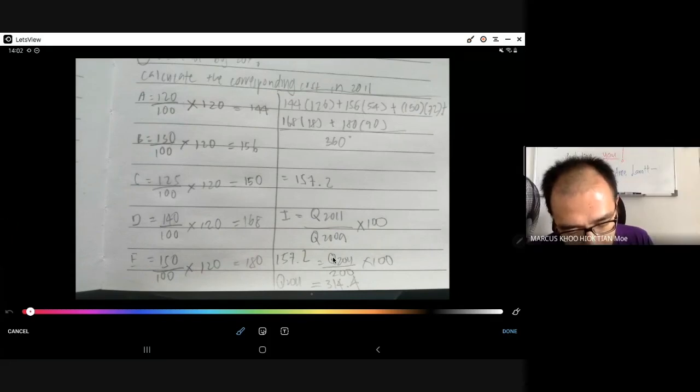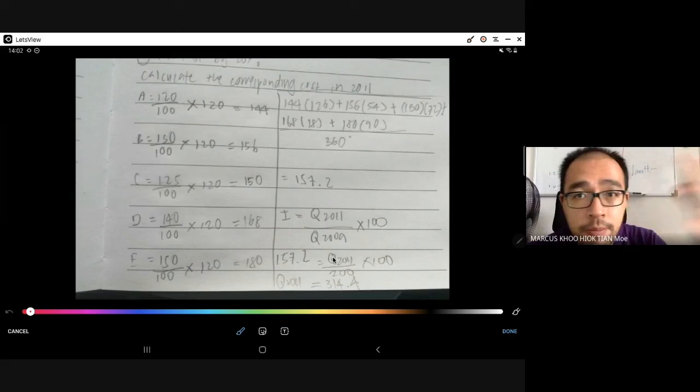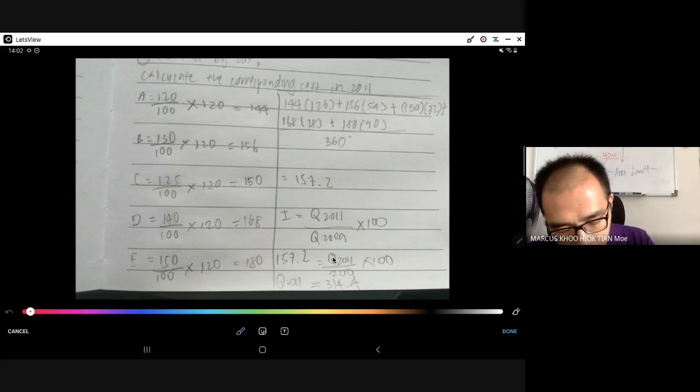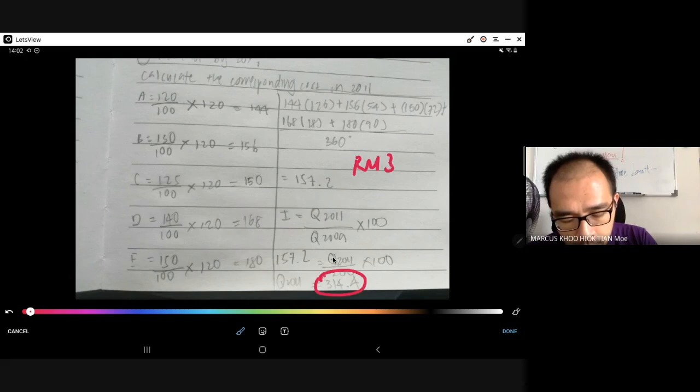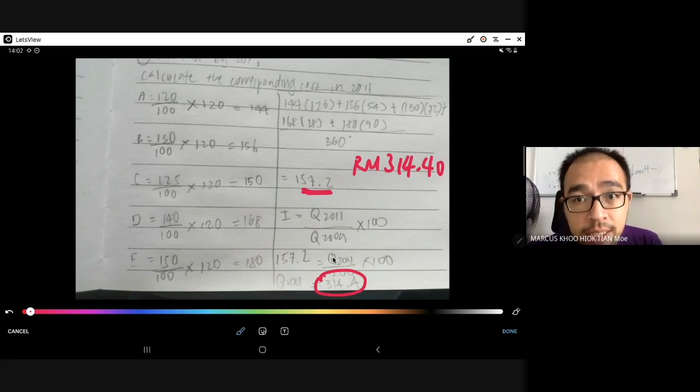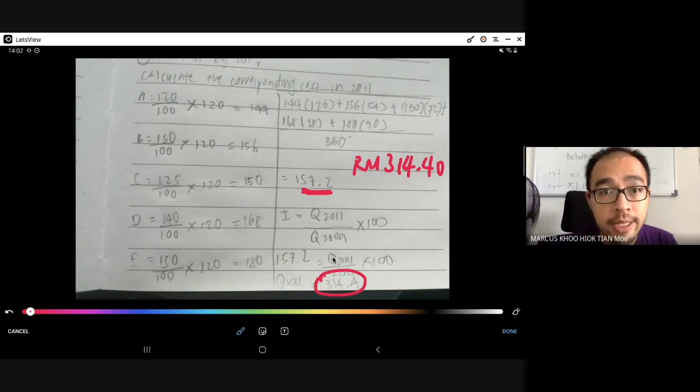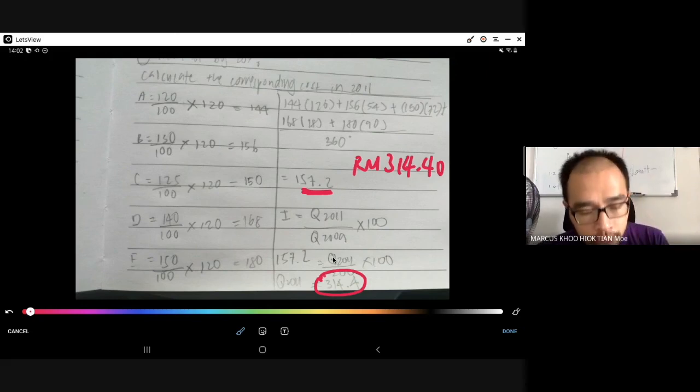All right. Just again a very minor thing. This is correct, definitely correct. One very minor thing. So ini adalah harga. So you want to have RM 314 ringgit and 40 sen. So dia harga. Ini tidak payah. So ini adalah index. Okay. It's not a very huge or major thing lah, but I just want you to know the difference between price and price index.